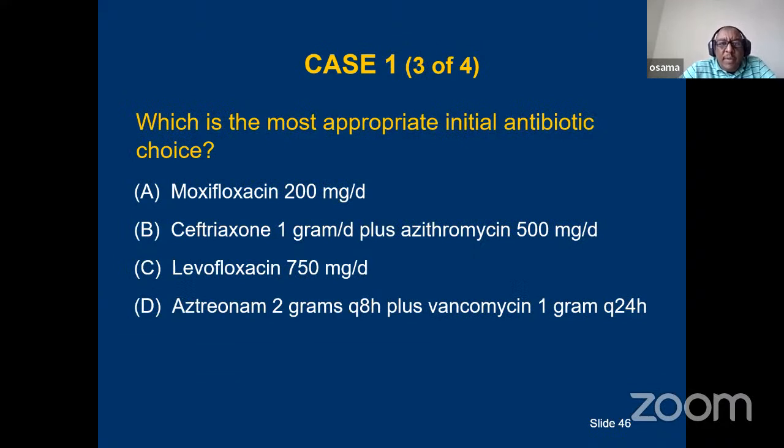Which of the following is the most appropriate initial antibiotic of choice? Moxifloxacin 200 milligram, ceftriaxone 1 gram plus azithromycin 500 milligram a day, levofloxacin, or aztreonam 2 gram 3 times a day plus vancomycin 1 gram once.